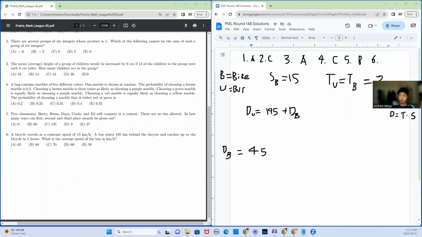Okay. So we now know the distance of the bike. We can use this to find the distance of the bus. So we're going to combine these two. The distance of the bus will equal 195 plus the distance of the bike, which is 45. And that gives us 240.